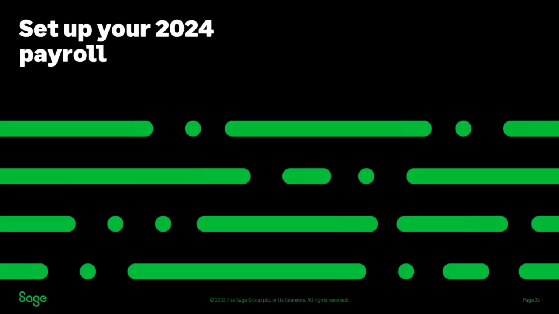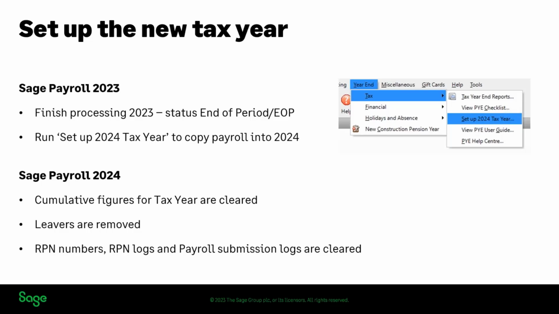So next up is stage 3 of the year-end process, and this is setting up your 2024 payroll. So you kick off this task from Sage Payroll 2023. First of all, you need to have finished processing all periods in 2023, making sure that your status is at end of period or EOP. And then there's a task from the year-end menu where you set up the 2024 tax year, and that will copy your payroll into the 2024 version.